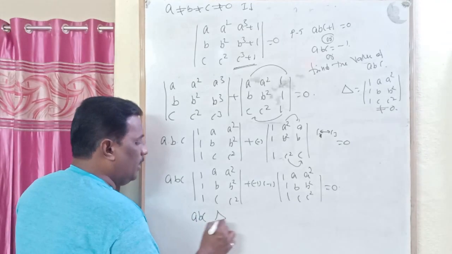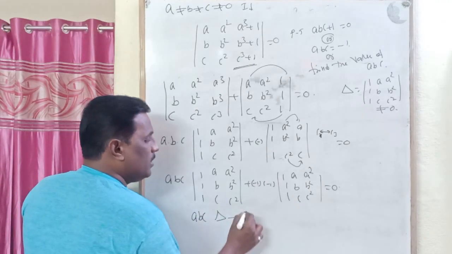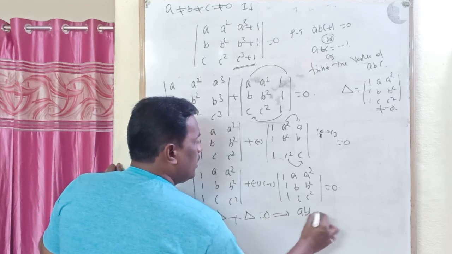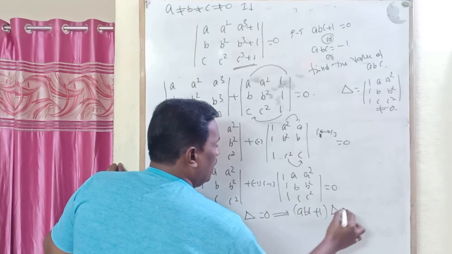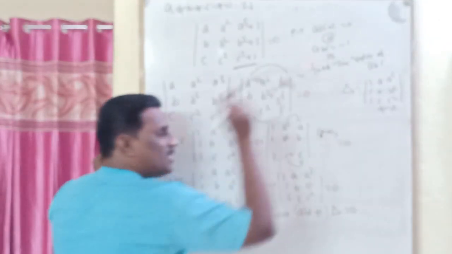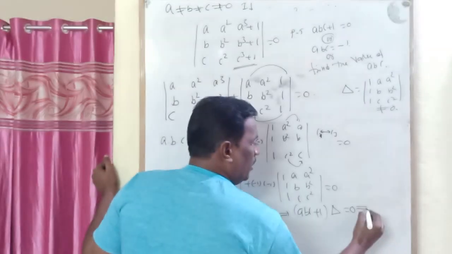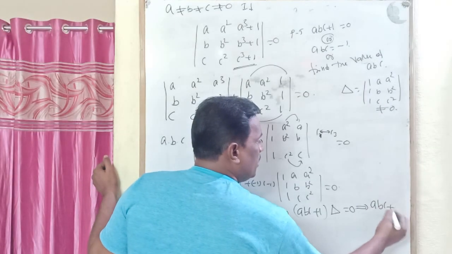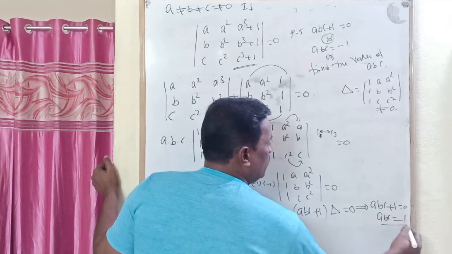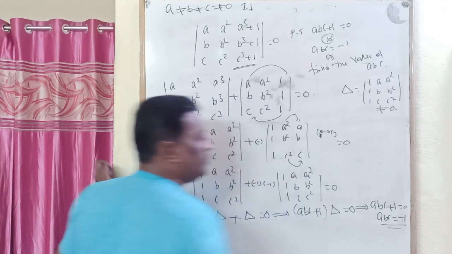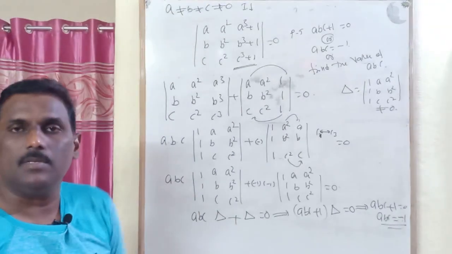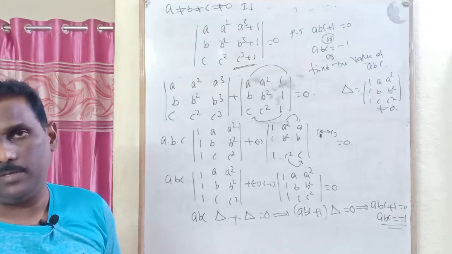So this whole determinant not equal to 0, I can take it as delta. So A, B, C delta, minus into minus plus, delta equal to 0. So A, B, C plus 1 by taking delta as a common factor. Delta not equal to 0, it is explained here. When delta not equal to 0, the left out thing is ABC plus 1, 0. So ABC equal to minus 1. ABC equal to minus 1. So this is the proof or the solution of this.